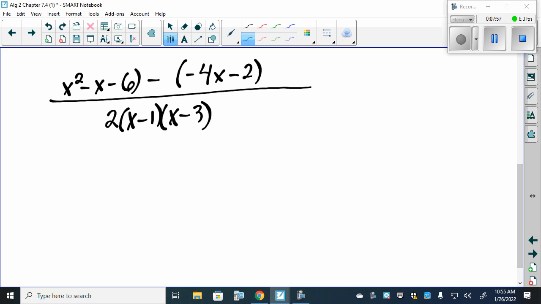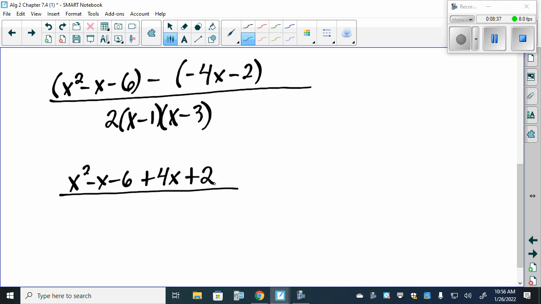Now we can include the parentheses around the first one, but it's not too important because the sign for it is not going to change. The signs for the 4x, the negative 4x and negative 2 will, because we are doing what? We are subtracting them. So the x squared minus x minus 6 isn't going to change, but if I subtract a negative 4x, the negative and negative make a positive. So really what we have is plus 4x. And if we subtract the negative 2, the negative and negative make a positive 2.